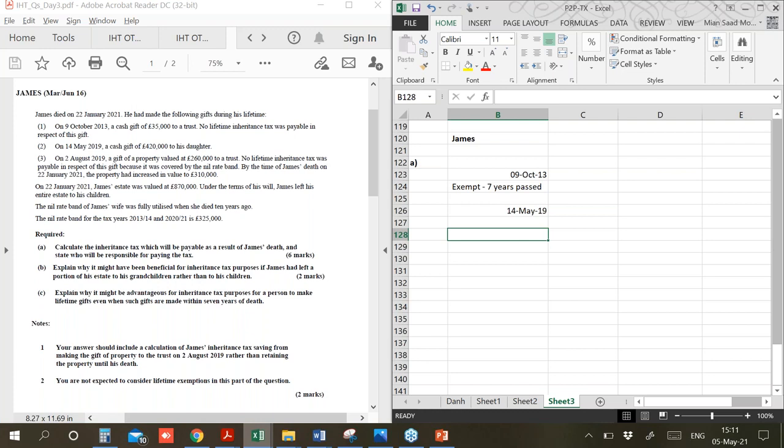So to calculate his tax liability, I'll first write the value, that is the transfer value. It is 420,000. Now, shall I deduct any lifetime exemptions out of that? Yes or no?